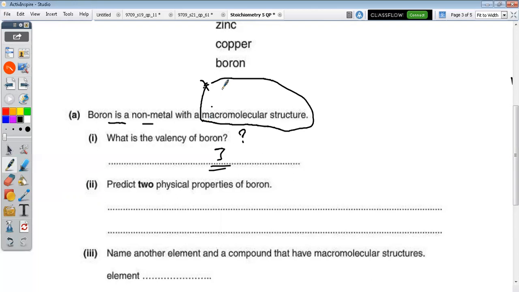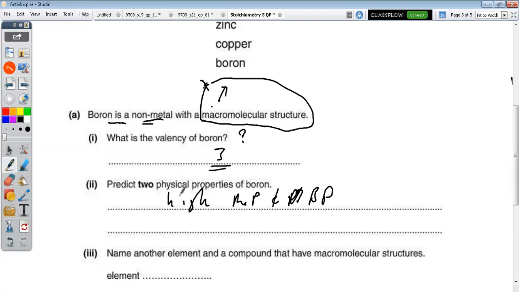Why should it be claiming anything? Remember, it's a general question here, let me try to help you. Because it's macromolecular, I can say high what? High melting point, because it's macromolecular. Even though it's a non-metal, it's macromolecular, so it has high melting point and boiling point. Those are actually two different things, clear? You can get 2 marks for that, clear?